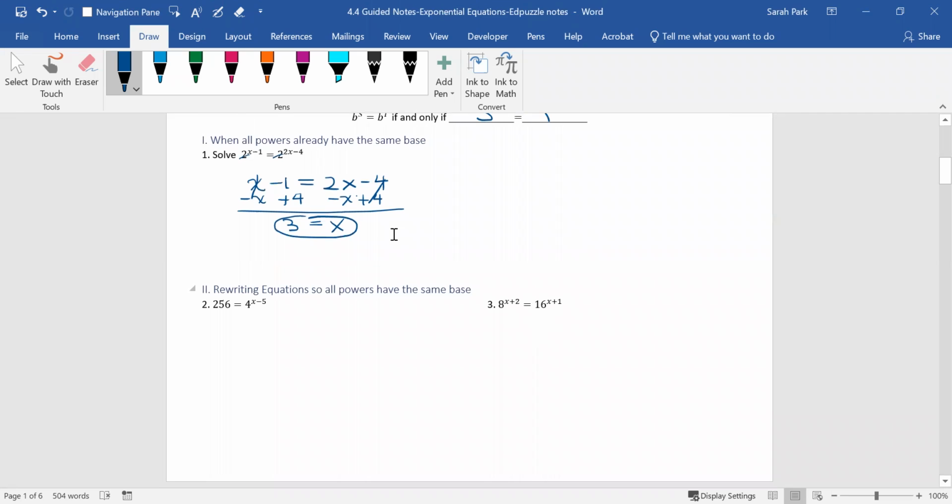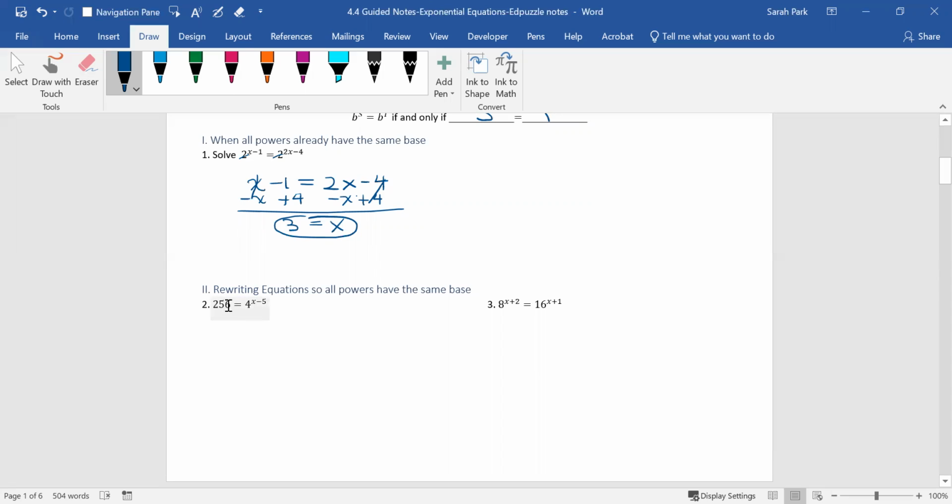Okay, so that was an easy case because the base was already the same, but most equations are going to have a different base. Well, it looks like it has a different base, so we have to express both sides so that they are written as the same base. So for the second one, we have 256 equals 4 to the x minus 5.